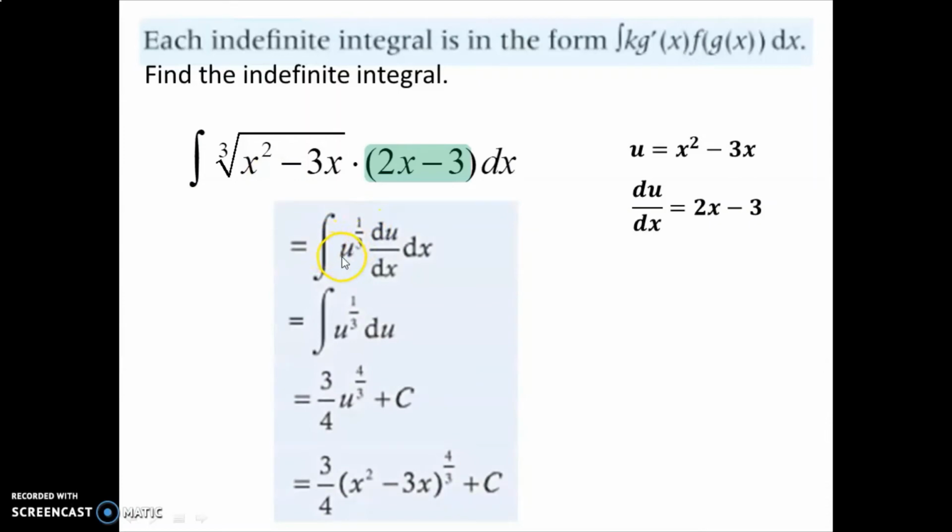So now we have u to the 1/3, because all this became u, and cube root is 1/3 power, right? And then this was replaced by du dx. These are gone. We have a du. Take the integral of u to the 1/3. That means you add 1, so you're adding 3 over 3, which becomes 4/3. And then the flipped over fraction right here, because it's 1 over 4/3, becomes 3/4.